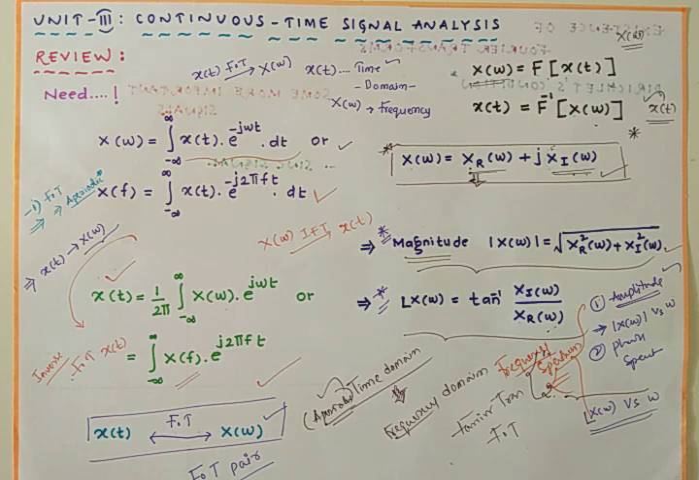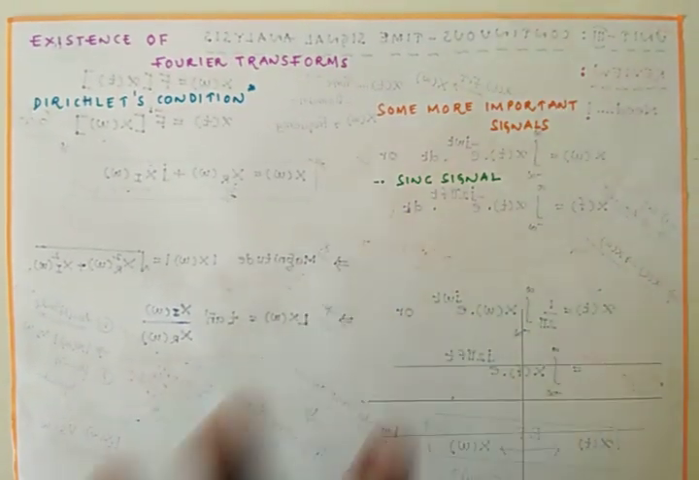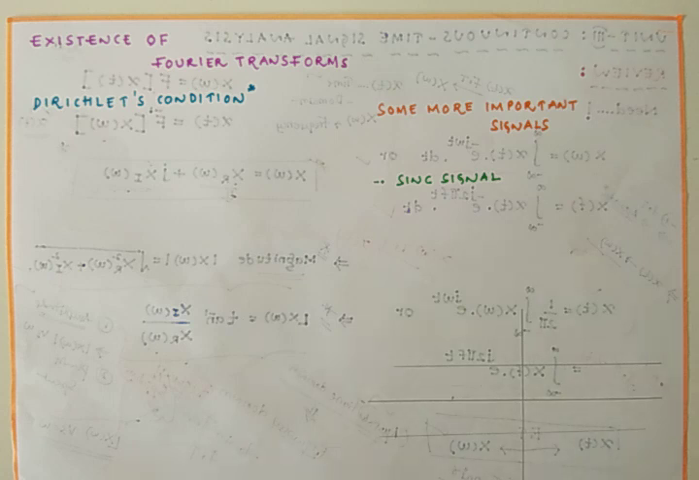In the next class I am going to talk about some important things, such as the Dirichlet conditions. That is nothing but the existence of the Fourier transform. That means, for which signals we can calculate the Fourier transform, and what the limitations of the Fourier transform are. We are going to study that in the Dirichlet conditions.